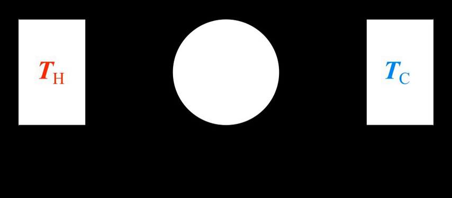Zeroth law of thermodynamics: if two systems are each in thermal equilibrium with a third system, they are in thermal equilibrium with each other. This law helps define the concept of temperature.